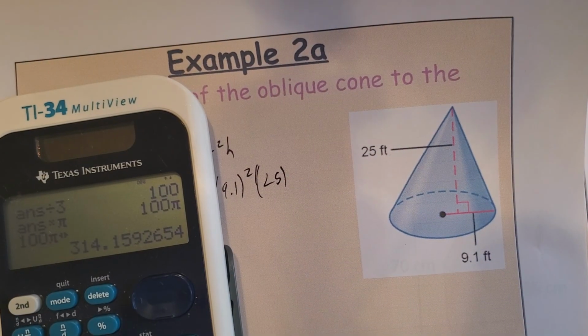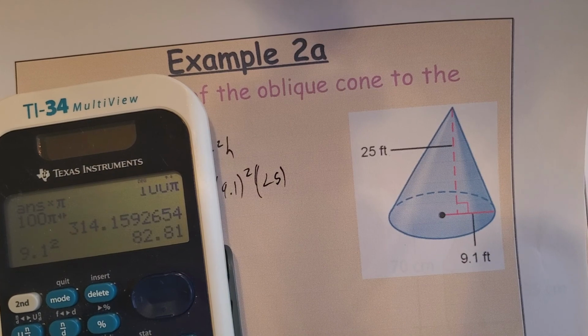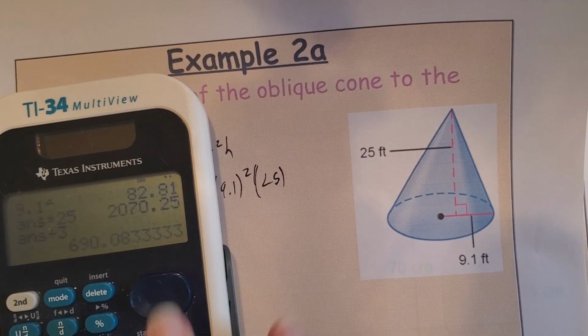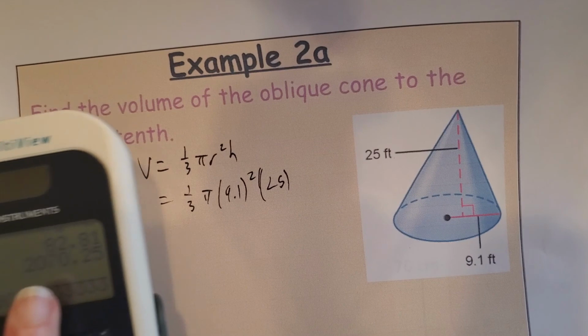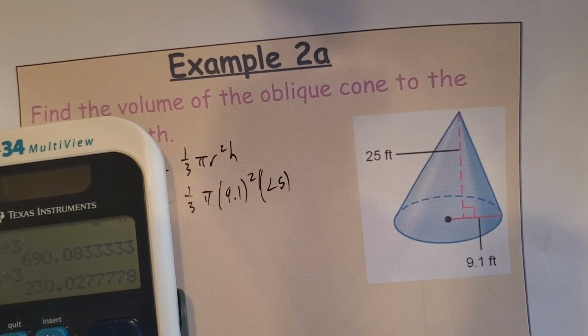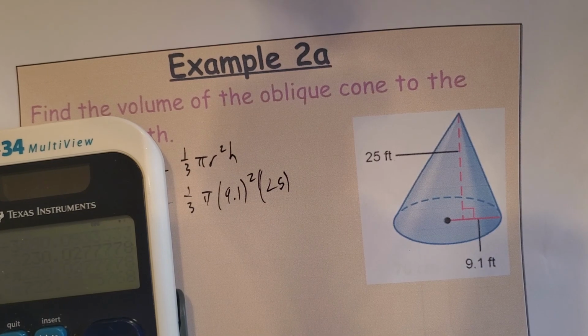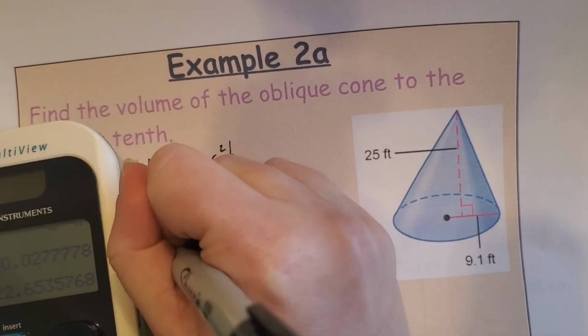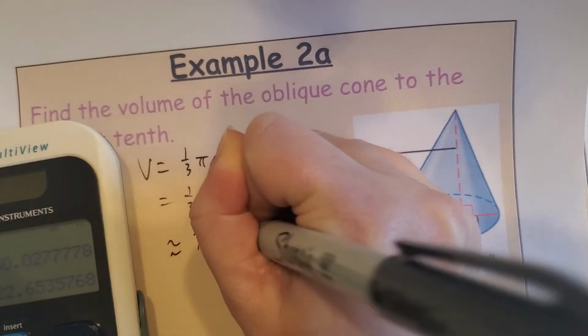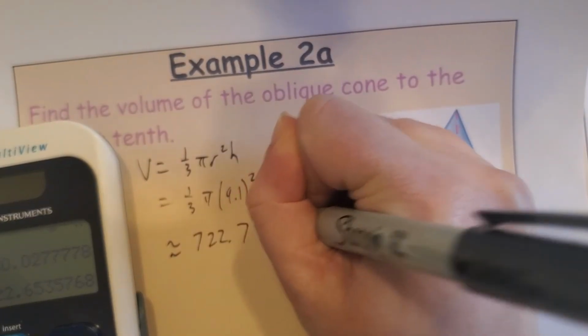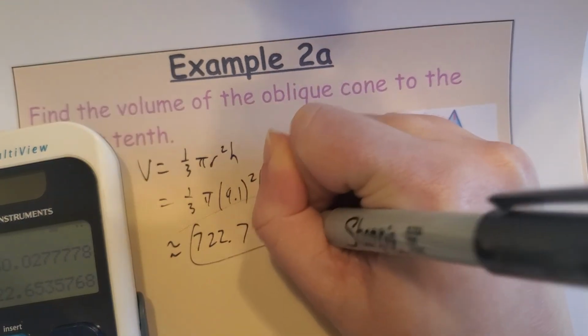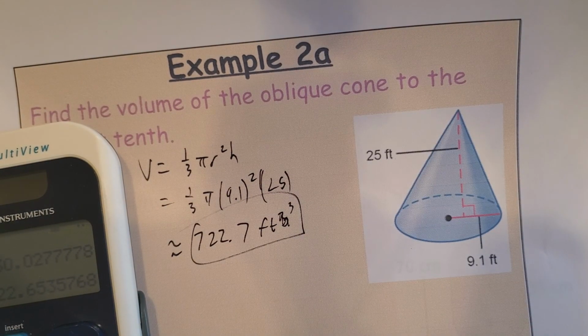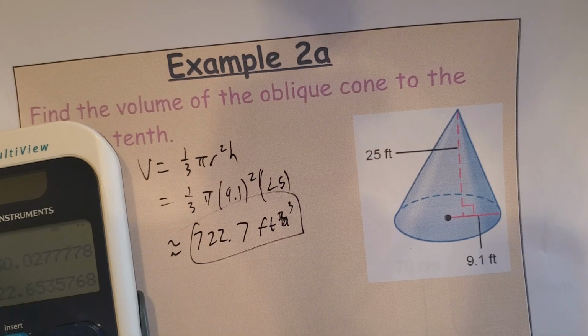So let's see. Okay, so something like this, because the decimal is so weird, I probably wouldn't ask you to leave it in terms of pi, especially with the 9.1 originally. So we can just multiply this by pi and call it a day. This is approximately 722.7 feet cubed. I don't know why I write my cubes so big. They should be kind of like an exponent, you know?